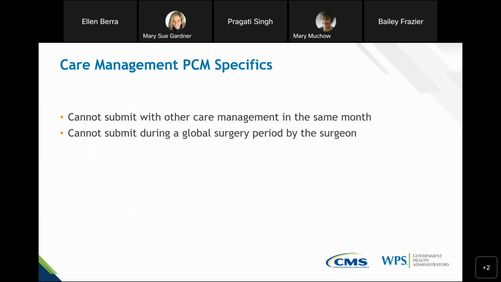Now, for principal care management specifics, you cannot submit with any other care management within the same month. So we talked about that already with chronic care management, complex chronic care management. This can also include other services like hospice supervision, home health supervision, ESRD, end-stage renal disease assessments, etc. And then if you provided surgery for that patient, then principal care management cannot be provided during the global surgery period by that surgeon.